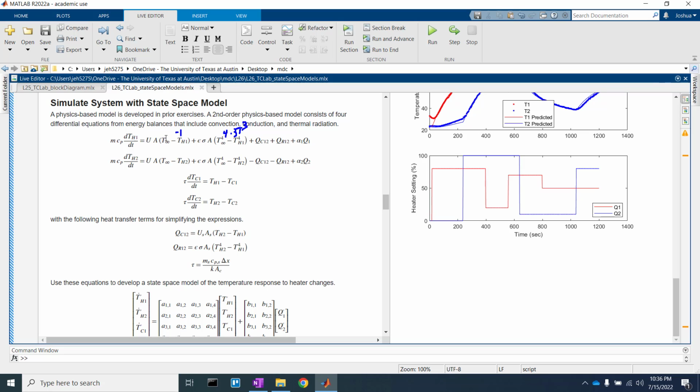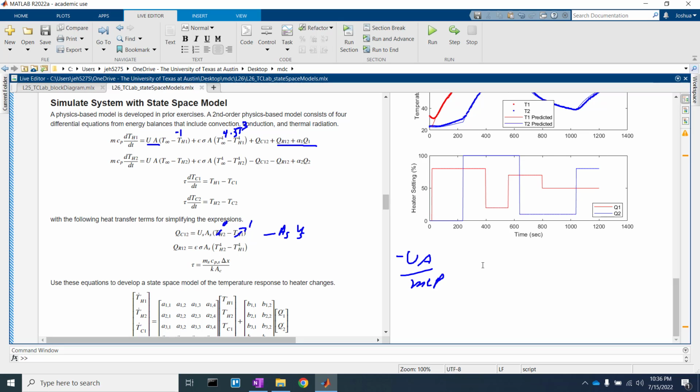Same thing here, UA TH1 right here. But we also have a TH1 within this QC12 right here. So that's where we have the negative, again, that's going to go to 1, negative US AS. And this is just a constant, so that's going to go to 0. So we just have the negative AS US. Then these two are not dependent on TH1. So at the end of the day, we have negative UA, I'll just write them over here, negative UA over MCP is one term.